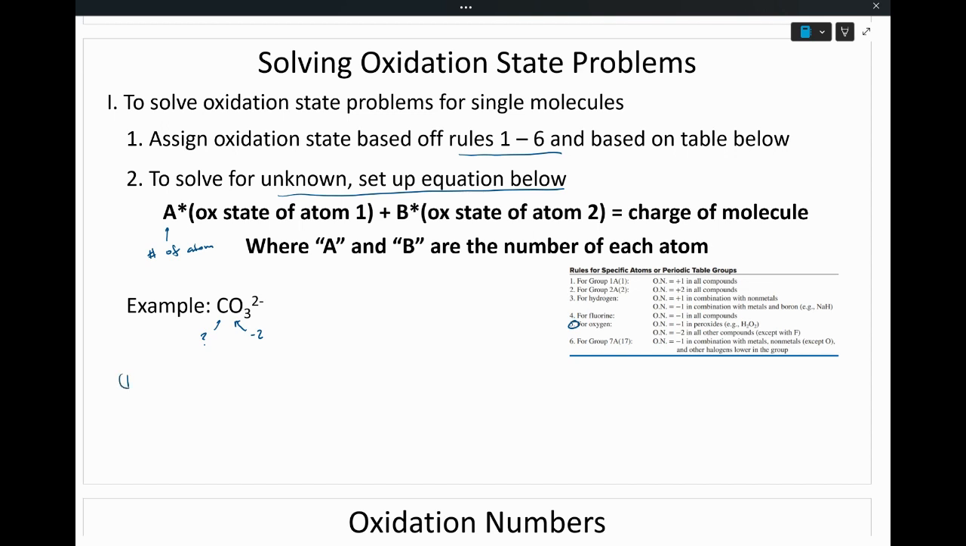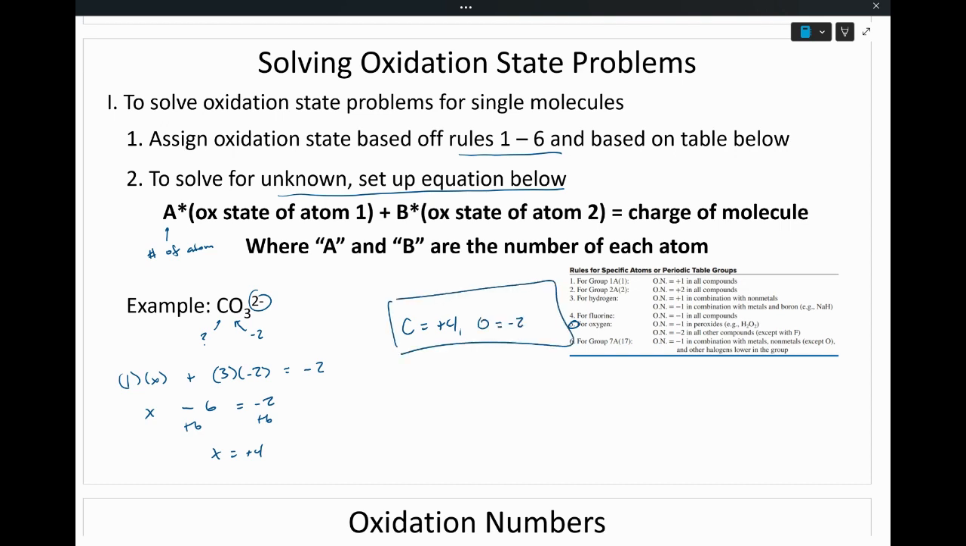So we have 1 carbon times its oxidation state of X plus 3 oxygens times their oxidation state of -2 has to equal this charge right here, -2. So we get X minus 6 equals -2, plus 6 plus 6, X equals +4. And so we'd say that C is equal to a +4 oxidation state, oxygen is equal to -2. Okay, so that's how we would solve that problem.